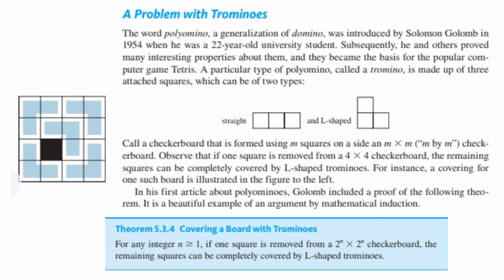In his first article about these, he included a proof of the following theorem, and it's a good example of using geometry and math induction. And so here is what he said. For any integer n greater than or equal to 1, if one square is removed from a 2^n by 2^n checkerboard, the remaining squares can be completely covered by L-shaped triominoes. Now this is an example of a more general math problem called tiling.